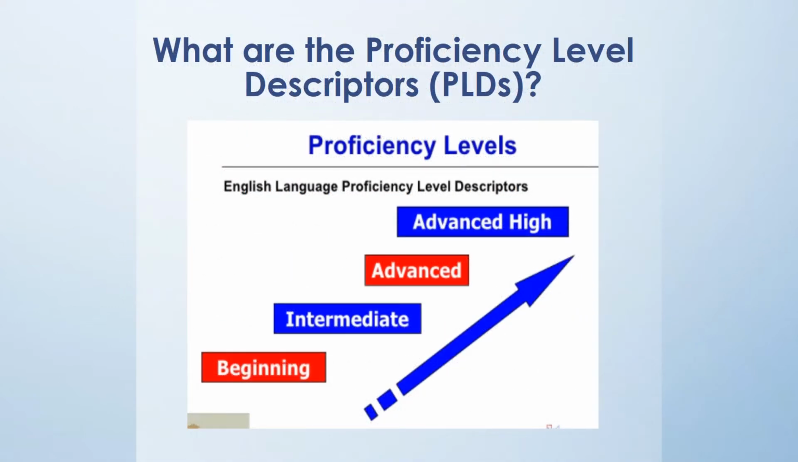So what are the proficiency level descriptors? Well, there are rubrics that teachers use to determine a student's English language proficiency for ongoing formative assessments in TELPAS. There are 4 PLDs. They are beginner, intermediate, advanced, and advanced high.